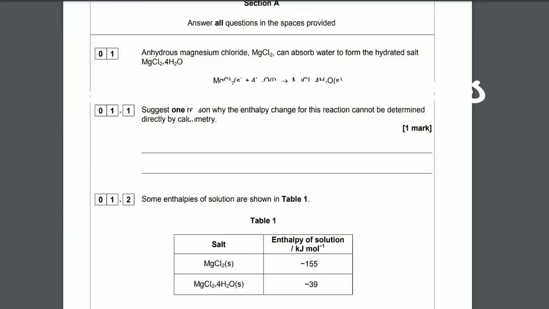Welcome to Let's Get to the Marks, going over an A-level chemistry question on the enthalpy of solution. It's got a practical involved as well. So let's get into this.